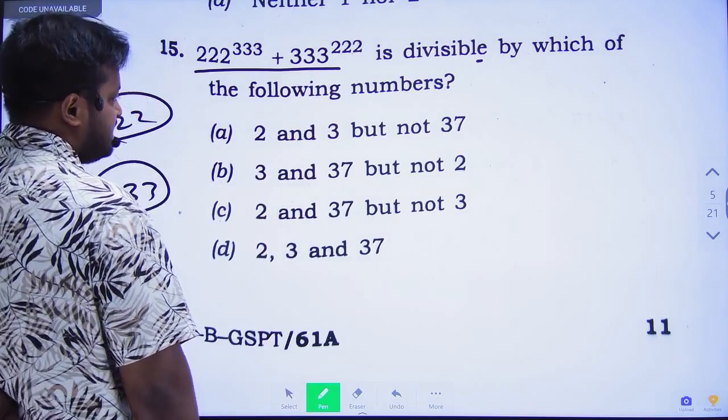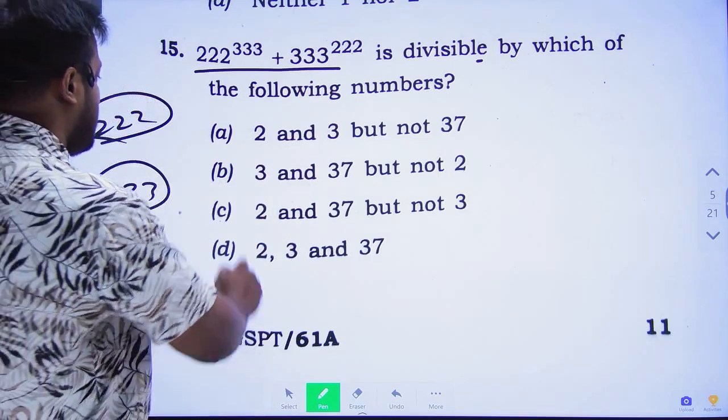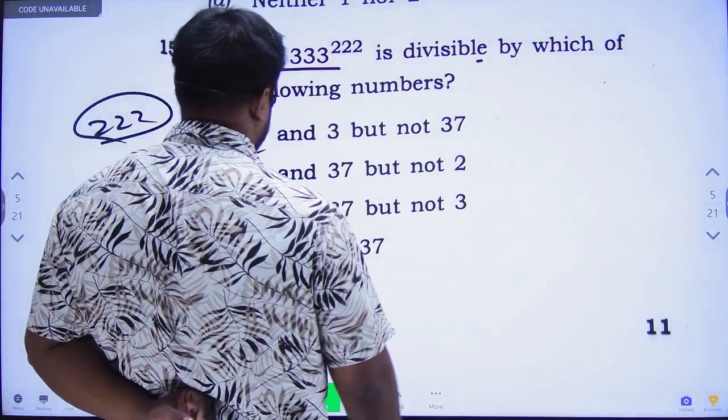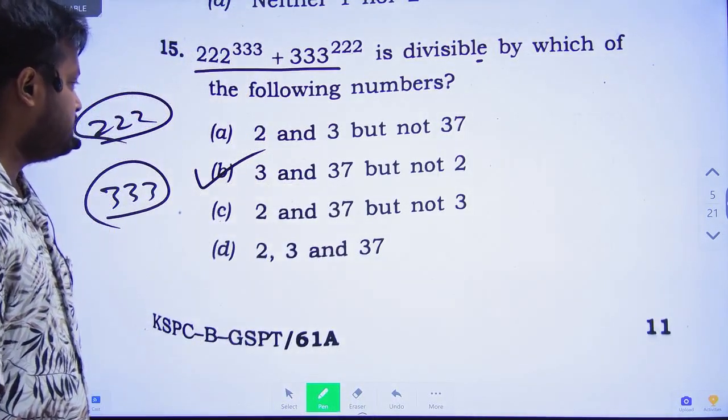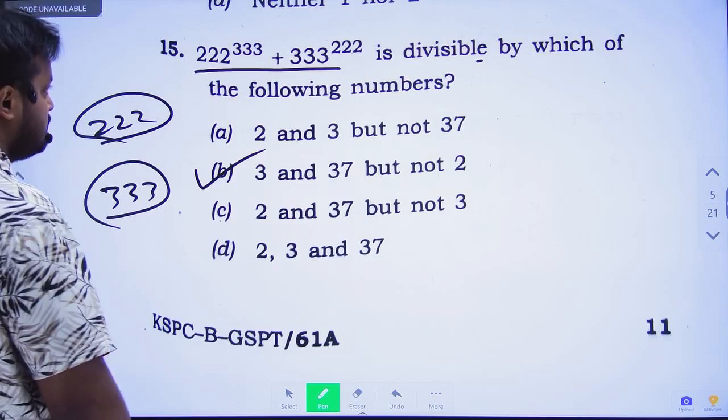So the number is divisible by 3 and 37, but not 2. As per me, option B is correct. Fine. Option B is correct.